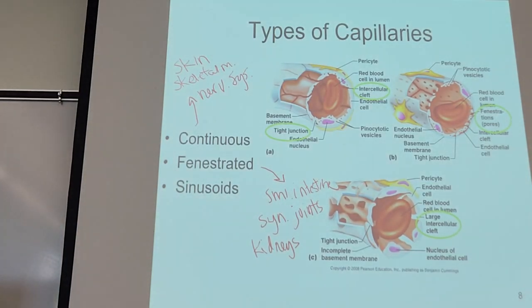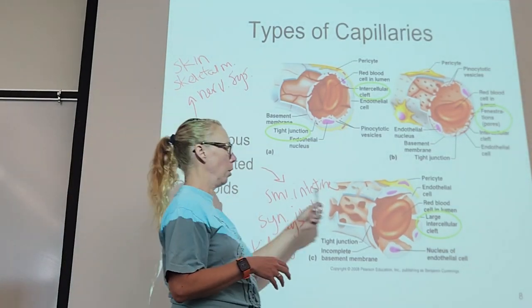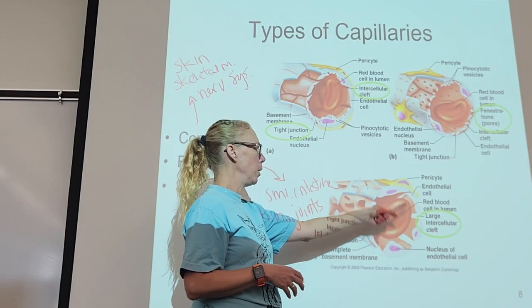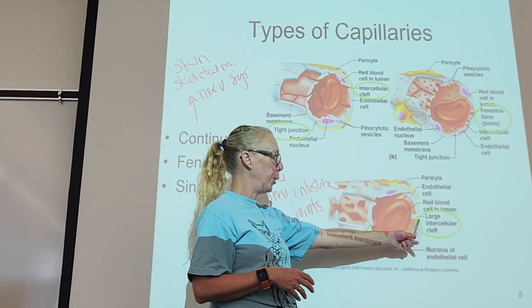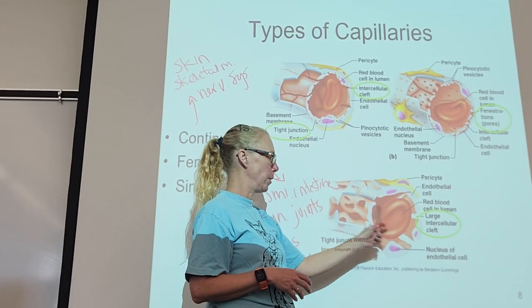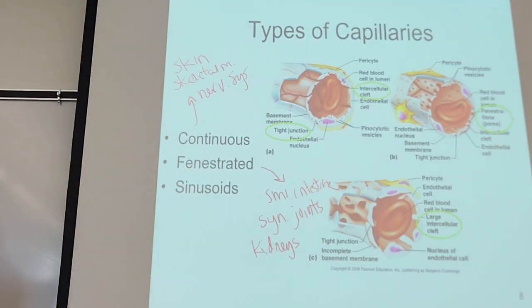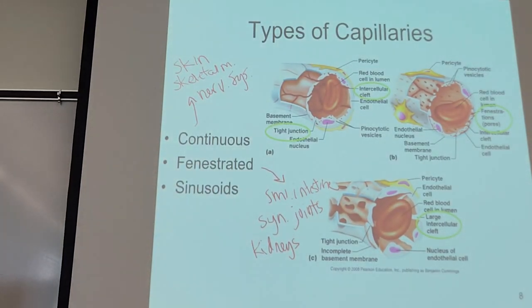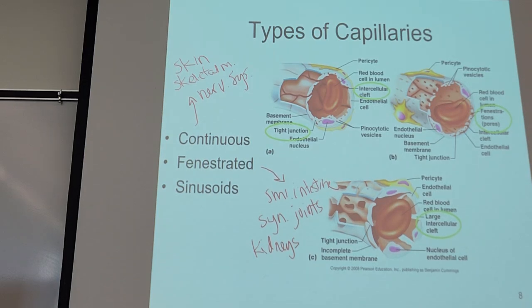Okay, so then the third type are the most leaky, and those are called sinusoids. So similar anatomy, but you've got giant gaping holes. You've got huge clefts here in between the cells, but you also have giant holes. So these are going to be the most leaky. Okay, this is where you want the most volume of exchange to occur. Okay, so two areas in the body where you can find this. First one is the spleen.